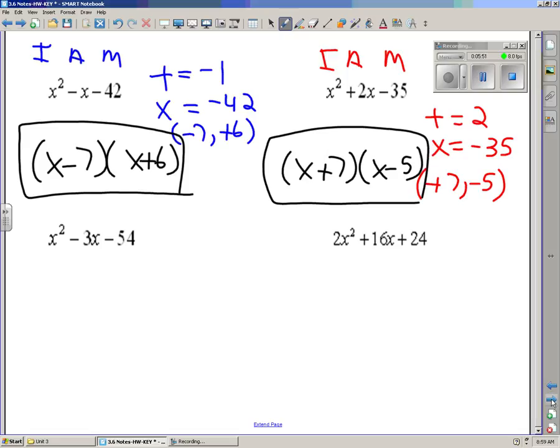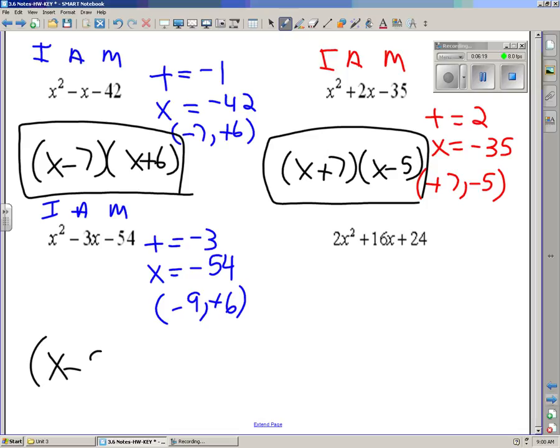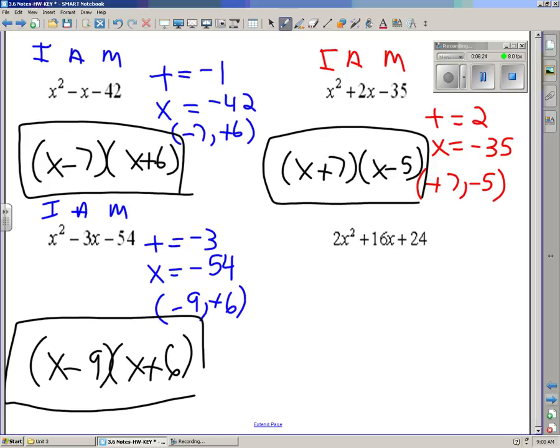Hopefully you're getting the hang of this. If we IAM down here, I want to add to a -3, multiply to a -54. Again, I multiplied to a negative, so my signs have to be different. And then I want my bigger number, in this case, to be negative because of the way that my numbers multiply. So here I'm going to do -9 and +6. There's my -54 product and my -3 sum, which means my answer is going to be x with a -9 and x with the +6. Final answer.